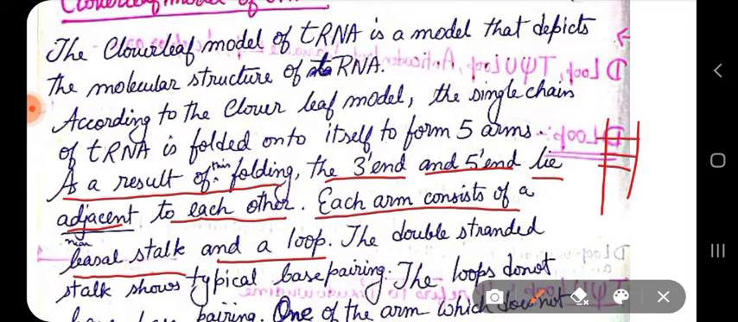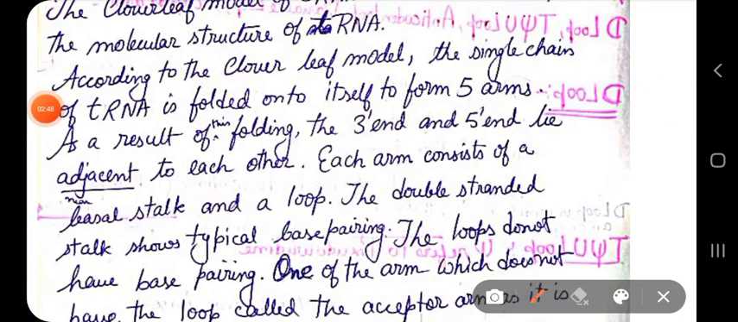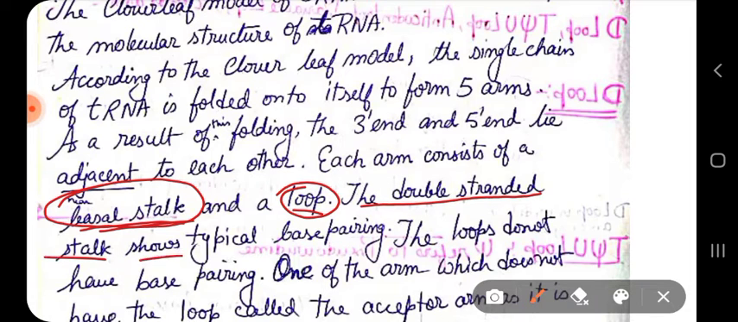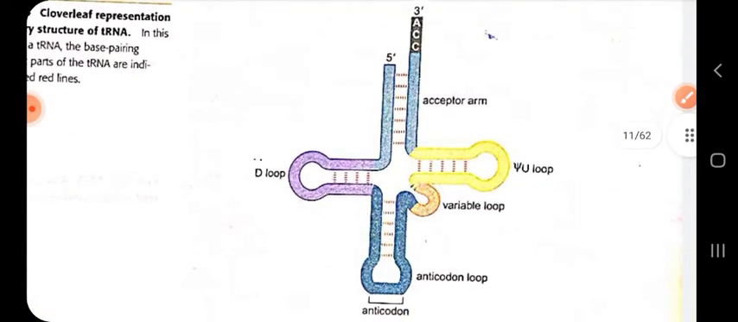The basal stalk is the place where complementary base pairing occurs, whereas the loop structure occurs because base pairing in that region does not occur. That's why when we see the structure of tRNA, we see some base pairing regions, which are the stalk regions, and we also see loop like structures: the D loop, the anticodon loop, the variable loop, the T psi U loop. These loops occur due to non base pairing regions, and the stalk shows the base pairing regions. So the double stranded stalk shows typical base pairing, whereas the loops do not have base pairing. The loop regions are not involved in complementary base pairing, whereas the stalk regions are involved in base pairing. If you see the picture, you will be able to see this.